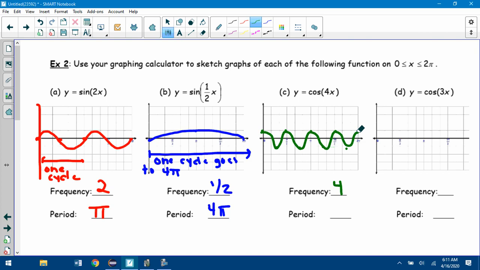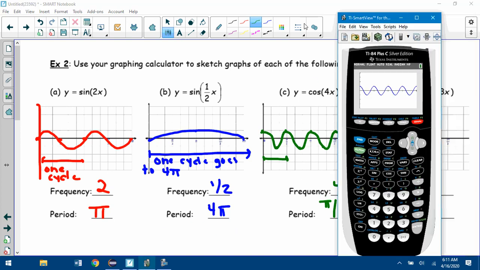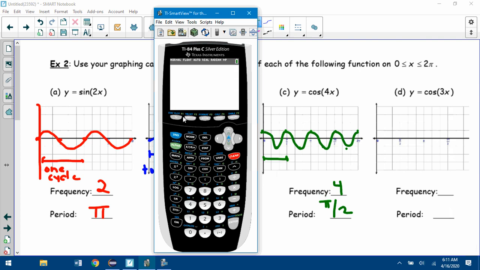What would the period be? Well, here's the length of one cycle. So that's pi over 2. It only takes a distance of pi over 2 to make one full cycle. All right, last one. If I do cosine of 3x, what do you think the frequency is going to be? There's 1 cycle, there's 2 cycles, there's 3 cycles. So the frequency is 3.